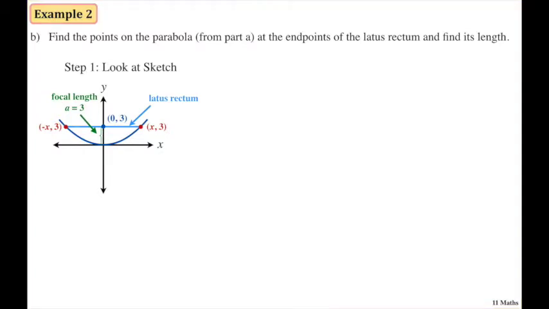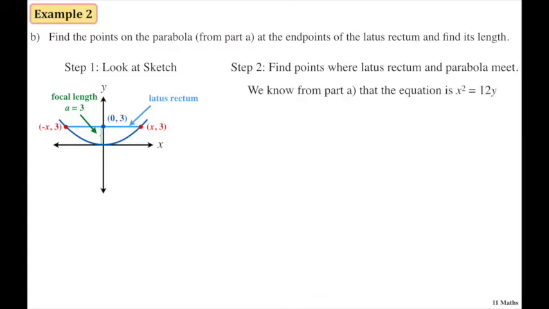So let's continue and see what happens now. What we're going to do is find those endpoints. We know their y value is 3, but we don't know the x values. So let's do a little bit of substitution. We know the equation, because it was written in part A, of the parabola as x squared equals 12y.